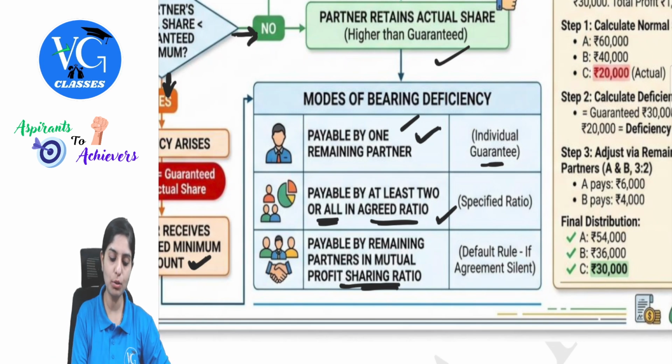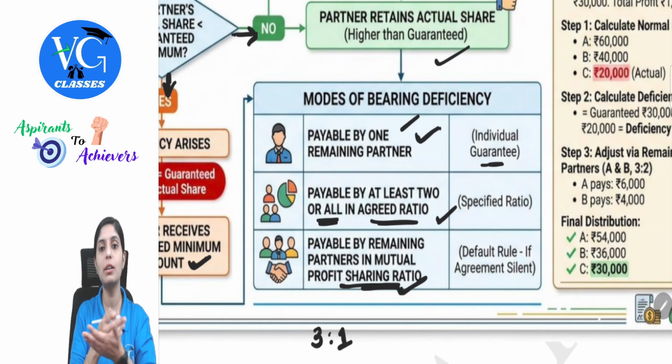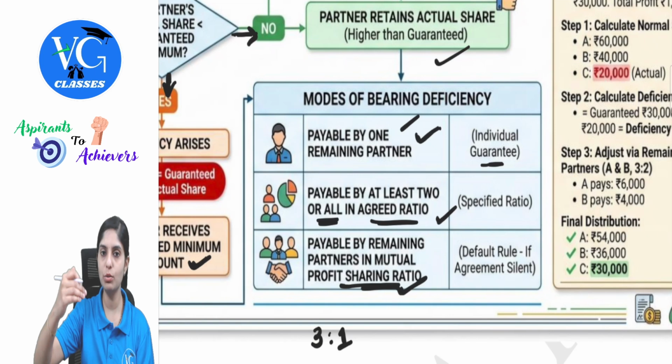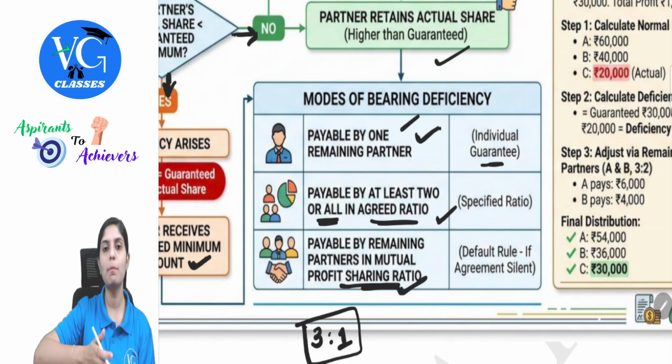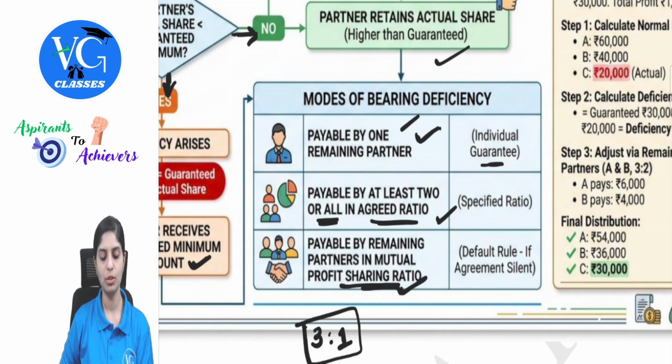Next case, in the mutual profit sharing ratio, there were A and C, and their remaining ratio was 3 is to 1, because they were sharing profits and losses in the ratio of 3 is to 2 is to 1. B is the person who is supposed to take 2. That's why we have taken 3 is to 1. So this 500 will be apportioned in this ratio, 3 by 4 and 1 by 4. So this is called mutual profit sharing ratio.